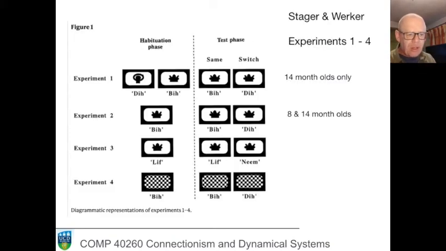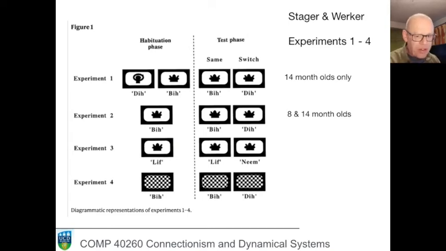Now in Stager and Werker there are 4 experiments. Experiment 1 is a little peculiar, it uses a slightly different structure from the others, so I'm not going to really talk about that. But experiment 2 is the very central one, where having formed an association with, for example, B and a particular image, 8-month-olds will show surprise when the same image is presented with a different sound, D. Now, B and D are very similar. They differ only in one phonological feature, which is the place of articulation.